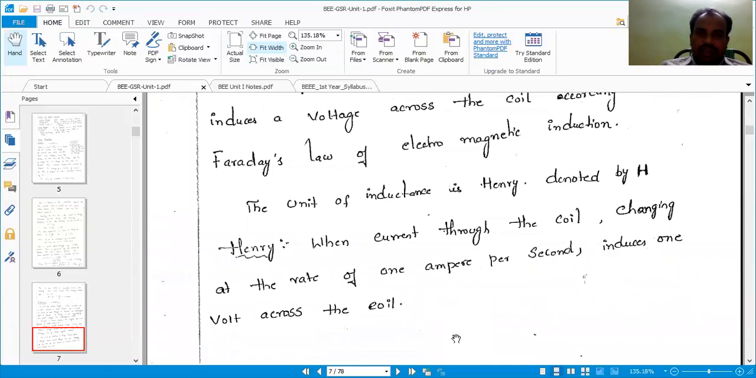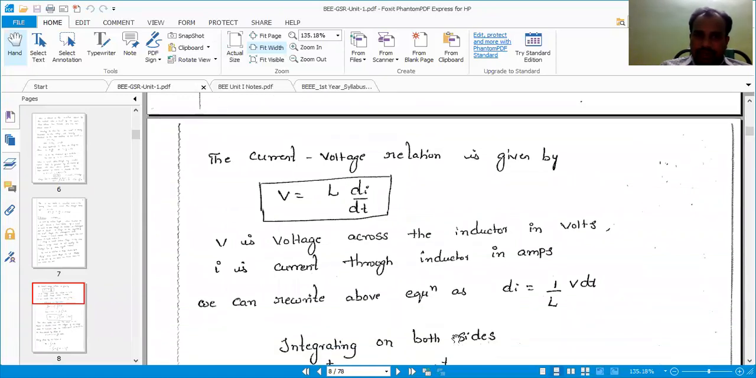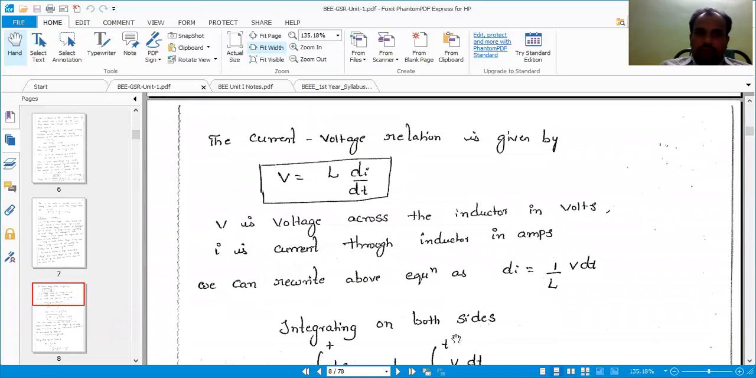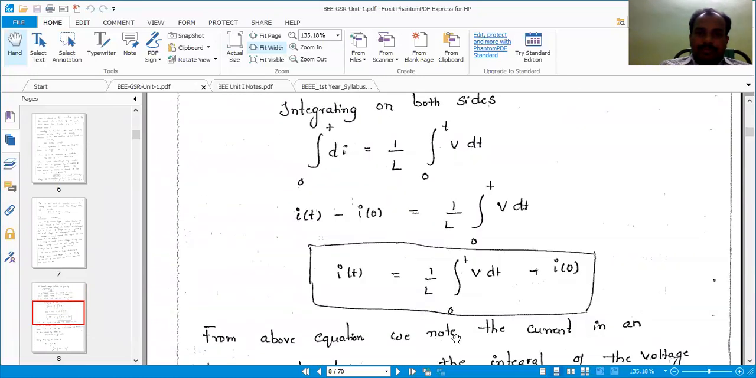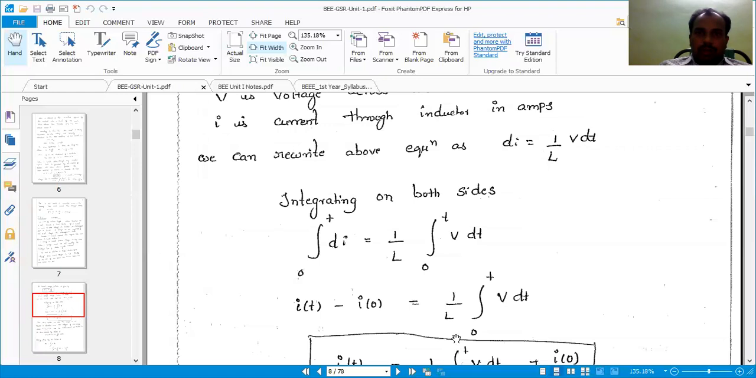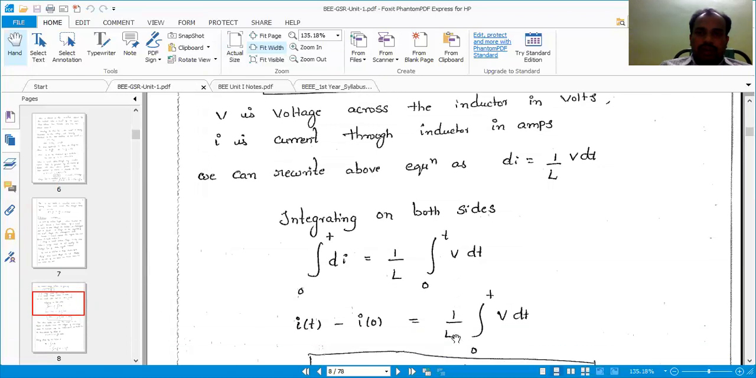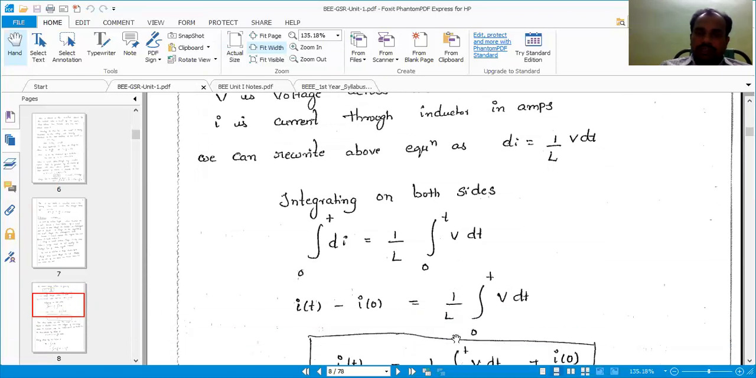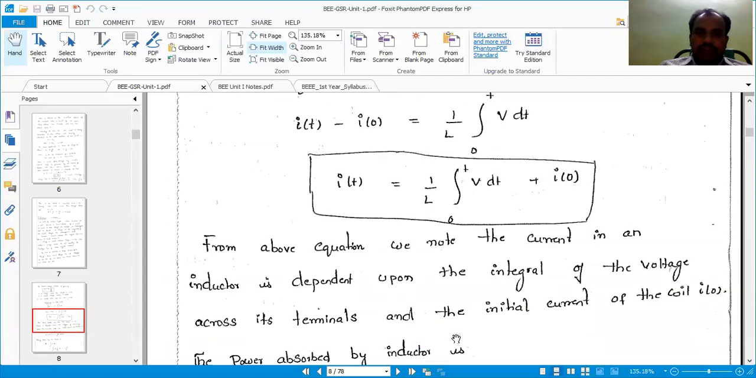One Henry is when the current through the coil changes at the rate of 1 ampere per second. The relationship between current and voltage is V equal to L di by dt, where V is the voltage across the inductor and i is the current through the inductor. Now applying the basic relationships, di equal to 1 by L into V dt. Integrating both sides, i equal to 1 by L into the integration of V dt.